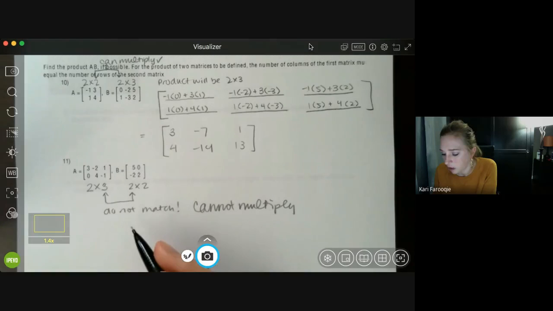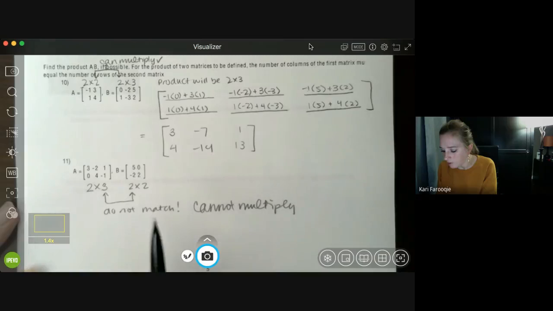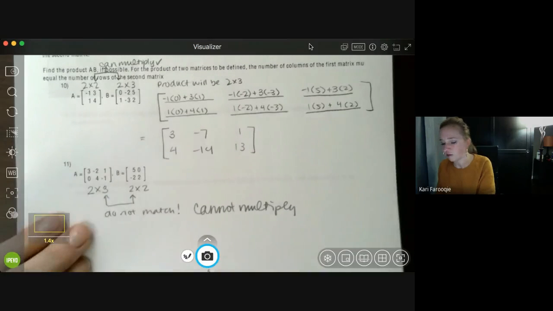So there are going to be two options. One will be the product A times B is, and then you're going to enter your matrix. There's going to be a template for you. Pick the matrix, enter your elements. The other option will be you cannot multiply these matrices. Questions on 11?